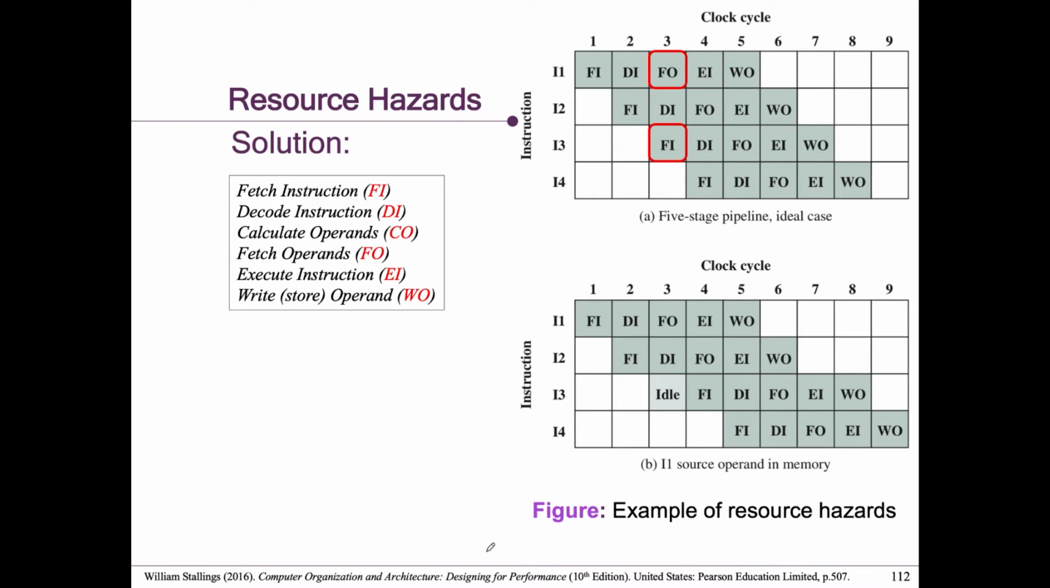Resource hazard. After you have a problem, you're going to have a conclusion. There are a lot of intelligent people around the world who come out with solutions. This is all the short form for fetch instruction, decode instruction, calculate operands, fetch operands, execute instruction, and lastly write or store operand.